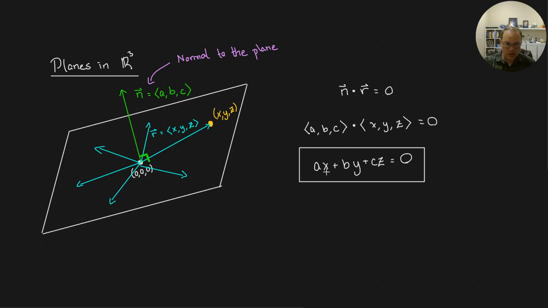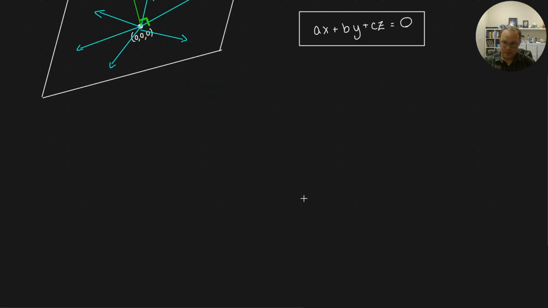Any x, y, z that I plug in here for which the equation is true would be in the plane because it is orthogonal to the normal vector. Okay? So simple enough. Let's extend the idea now to work with a plane that does not go through the origin.